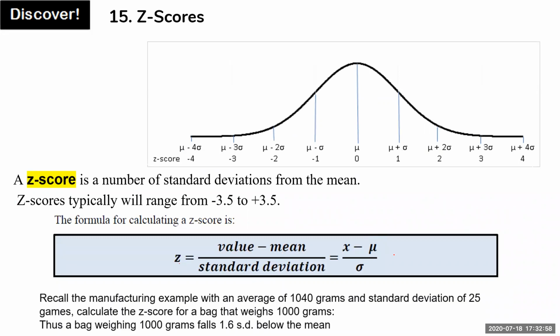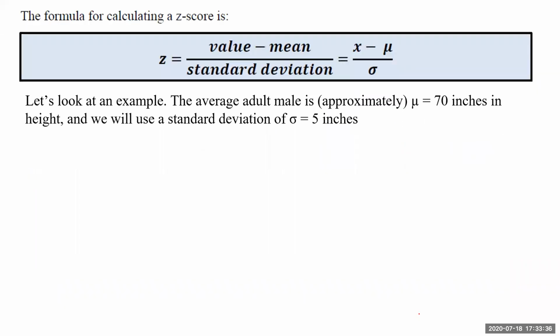Nice. So you recall the manufacturing example with an average of 1040 and a standard deviation of 25. We want to find the z-score for a bag that weighs 1,000. So we just plug in. 1,000 becomes our x, we subtract the mean, divide by the standard deviation, and that gives us minus 1.6. Check that and see if you get that. That is what we call the z-score. Is that okay? Nice.